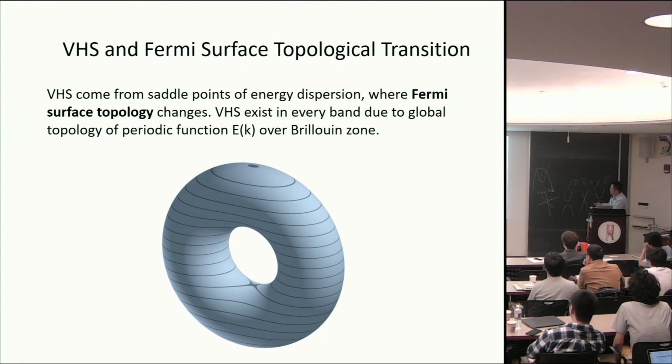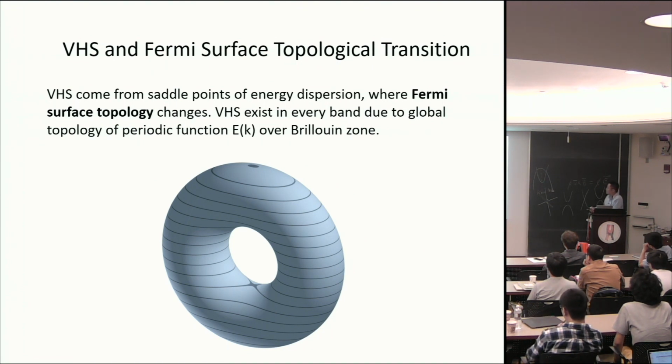Now let me go back to this van Hove singularity and what exactly it is. It really comes from the saddle point of the energy dispersion, and the presence of a van Hove singularity is actually mathematically guaranteed. It occurs generically in every band with a smooth band structure. It's guaranteed by basically the topology of periodic functions.